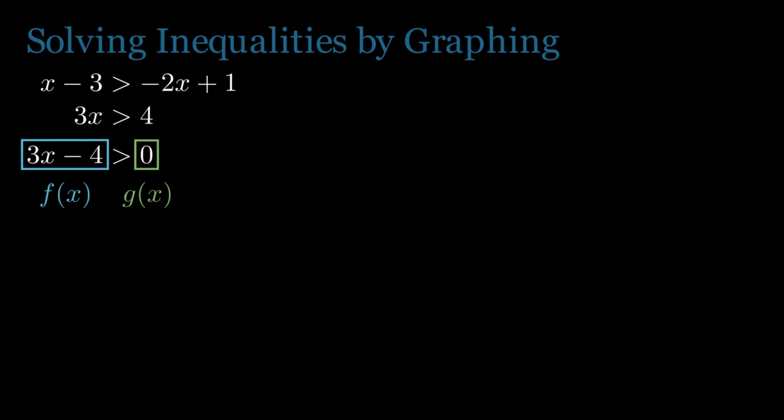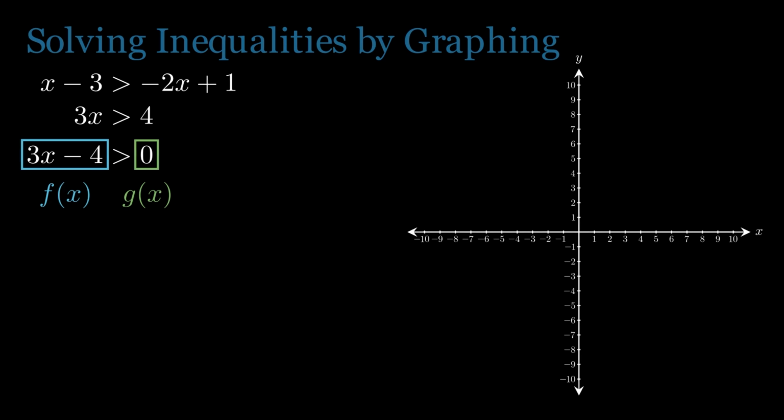So the blue graph is now f of x equals 3x minus 4, and the green graph is g of x equals 0. In other words, y equals 0, which is simply the x-axis. So looking where the blue graph is above the green graph is really looking where the blue graph is above the x-axis. And to identify the points where that relationship changes is to find the x-intercepts of the blue graph.